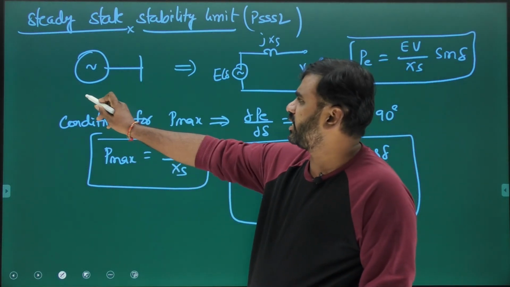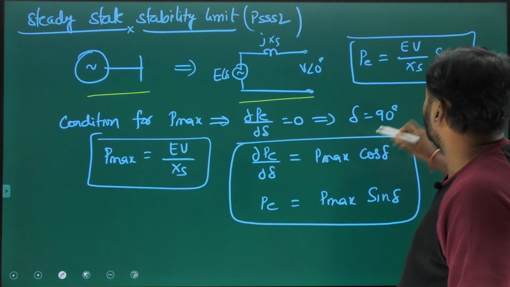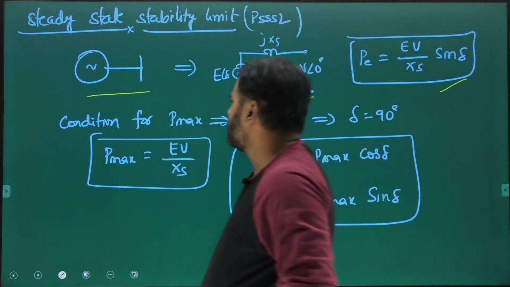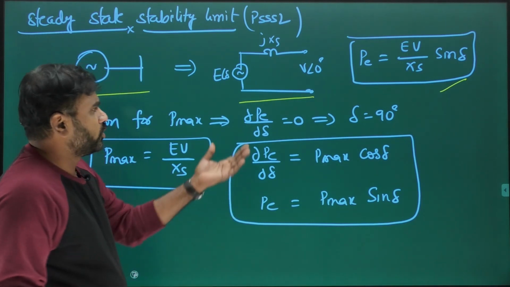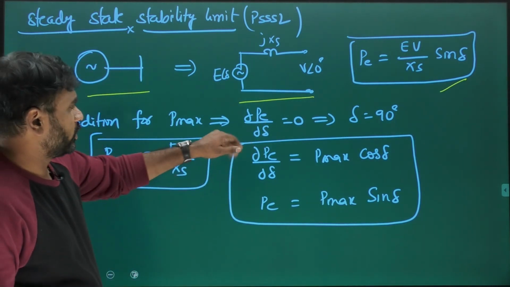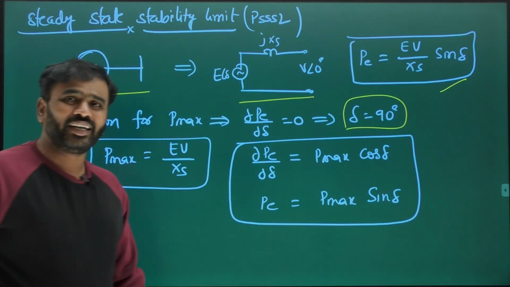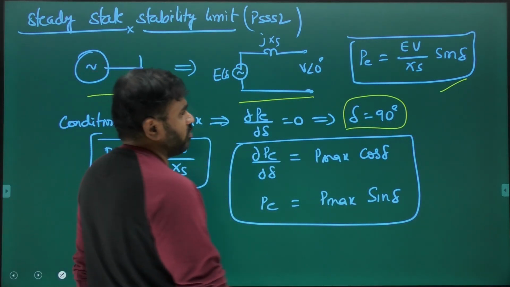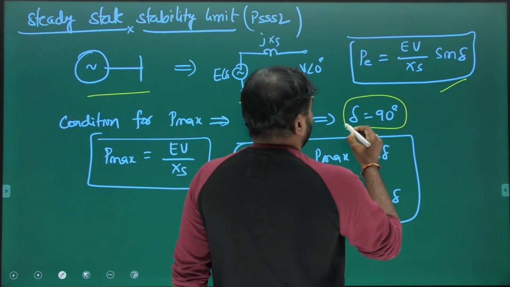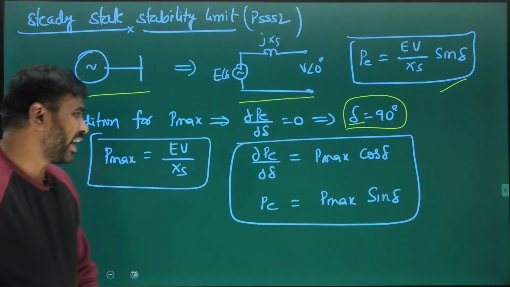For example, if we take a generator, this is the equivalent circuit of the generator and this is the power angle equation, you know this. But what is the condition for P max? You need to differentiate electrical power with respect to delta and equate to 0, and I will get delta is 90 degrees. That means for the stability region, the maximum possible delta is 90 degrees ideally.